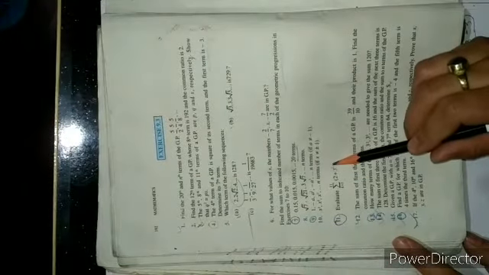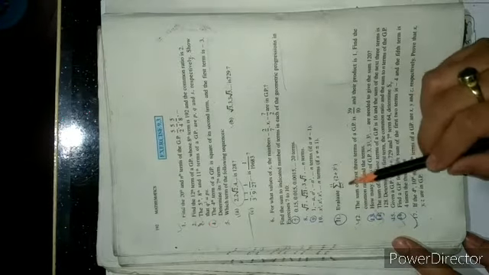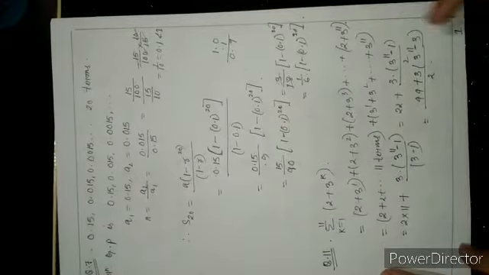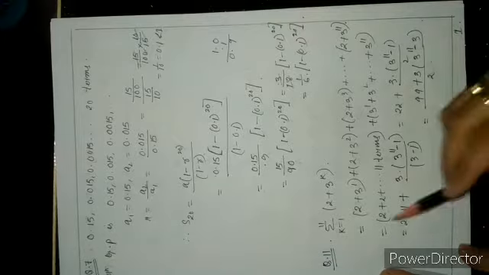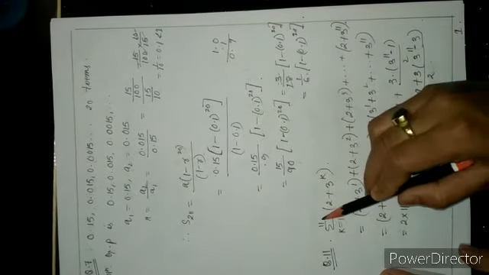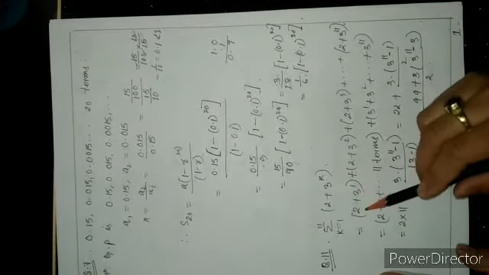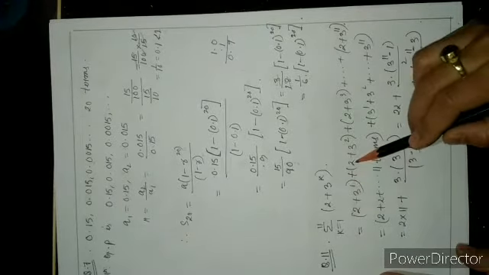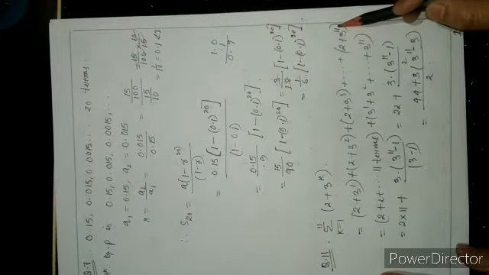Evaluate the summation of 2 plus 3 to the power k, where k varies from 1 to 11. We need to find the sum of this expression as k goes from 1 to 11. Putting k equal to 1, we get the first term of the series, 2 plus 3 to the power 1. The second term is 2 plus 3 squared, the third is 2 plus 3 cubed, and the last term is 2 plus 3 to the power 11.